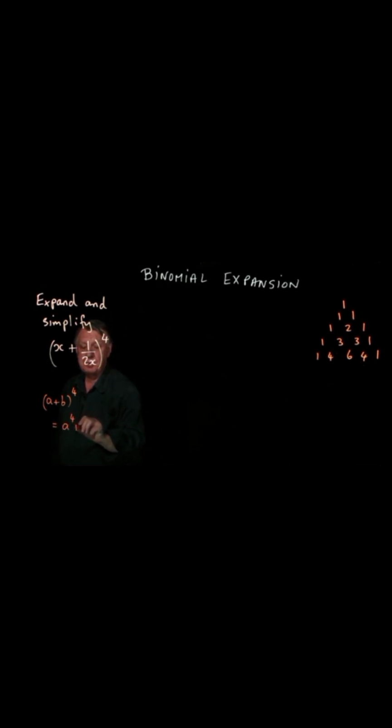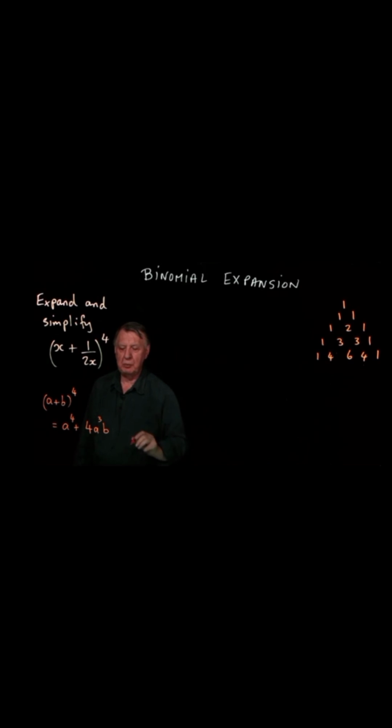So that's a to the 4. Look at Pascal's triangle, the next number is 4. The power of a goes down 1, the power of b goes up 1. 6a squared b squared, 4ab cubed, b to the 4.